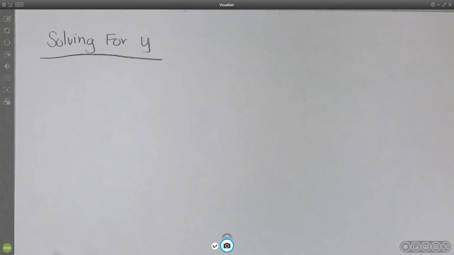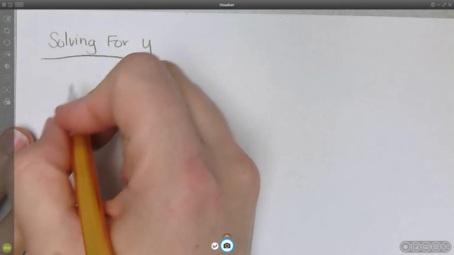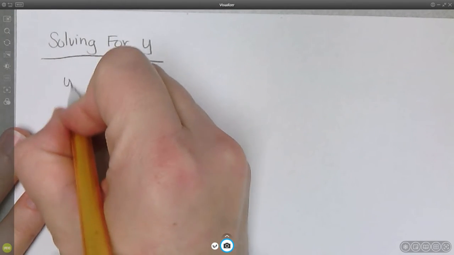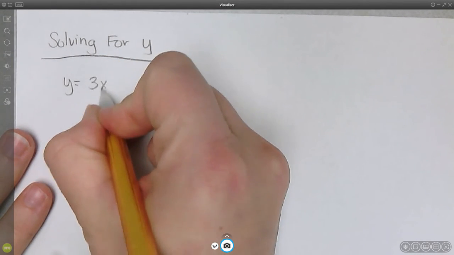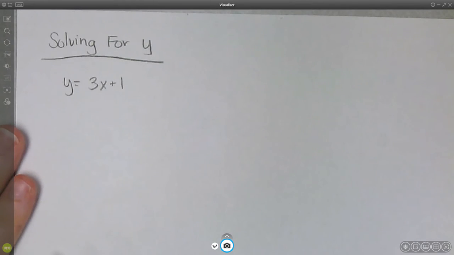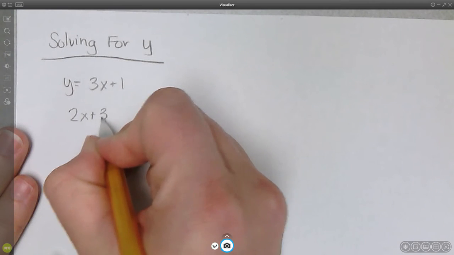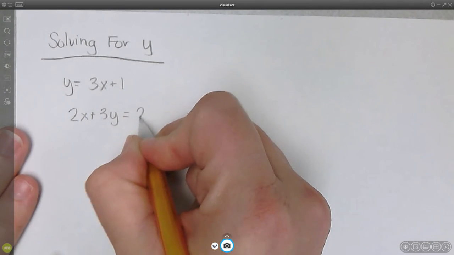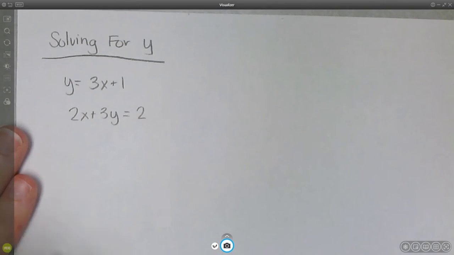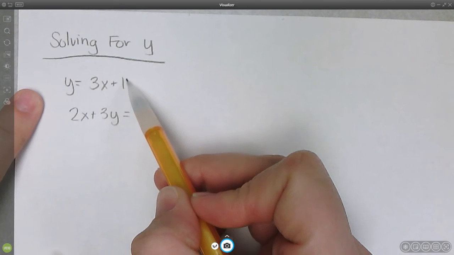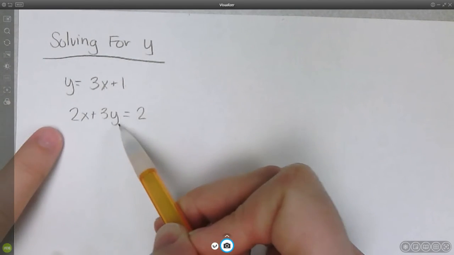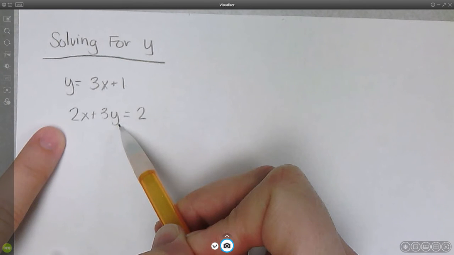Okay, so today we're going to focus on solving for y. We know how to graph something like this by hand. We also know how to solve something like this by hand. So this one, you have your y-intercept, you have your slope. Here you would find your x and y intercepts.